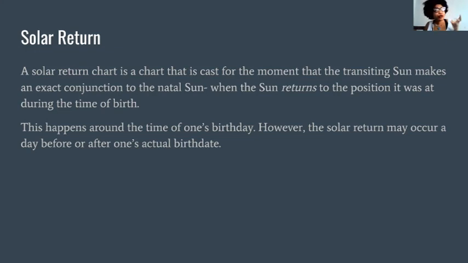And this happens approximately once every year. It can be a day or two before or a day or two after your actual birth date, but because our years are based off of the rotation of the sun, when the sun comes back to where it was when you were born, it's essentially just 1 year. So it'll be around your birthday every year, which is why a lot of the times when people offer birthday readings or birthday forecasts, they'll be referring to solar return charts.